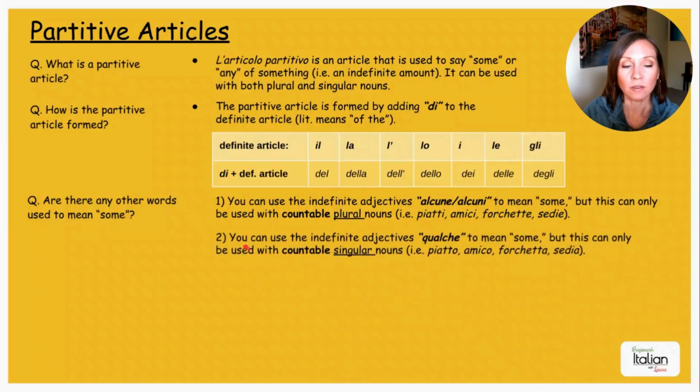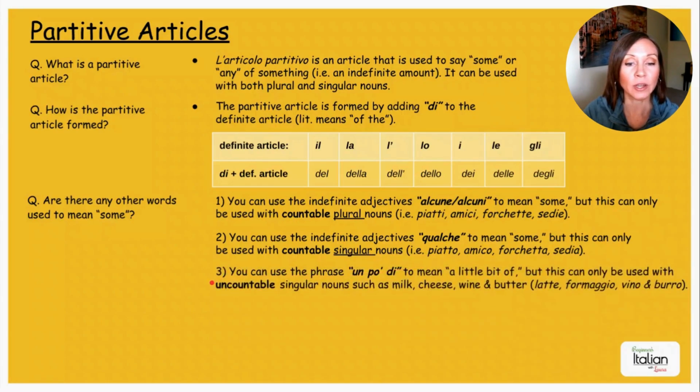Okay, or number 2, you can use the indefinite adjective qualche to mean some, but this can only be used with countable singular nouns. So instead of piatti, we have piatto, just one plate. Instead of amici, we have amico, one friend. Forchetta, one fork, and sedia, one chair. Okay, so it's countable singular nouns.